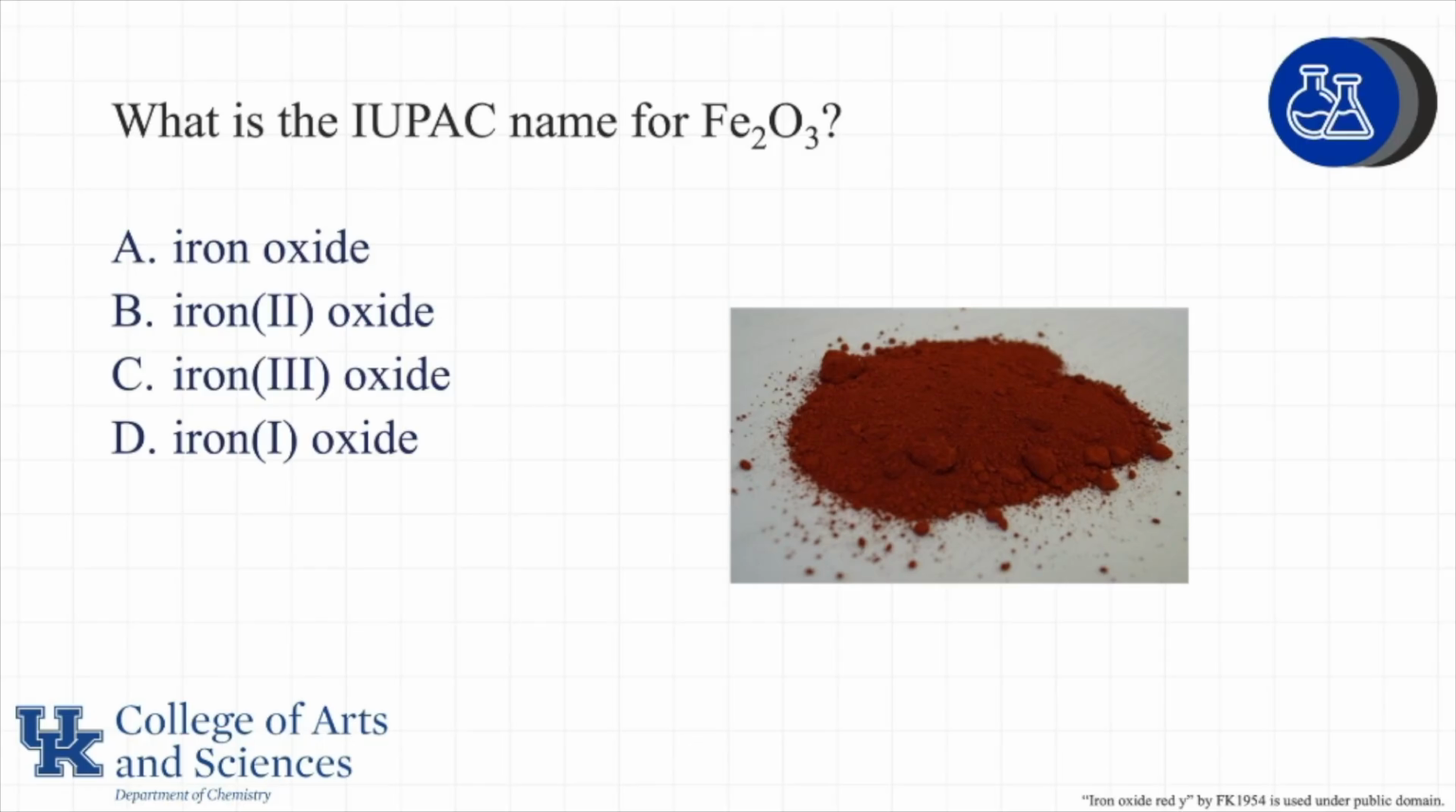Same compound. Now we need to look at the name of that compound. What is the IUPAC name for Fe2O3? IUPAC is just the organization that determines the rules for naming compounds. We determined in the previous question that iron has a 3+ charge, so C is the correct answer. Iron(III) oxide, the III giving us the charge on iron.